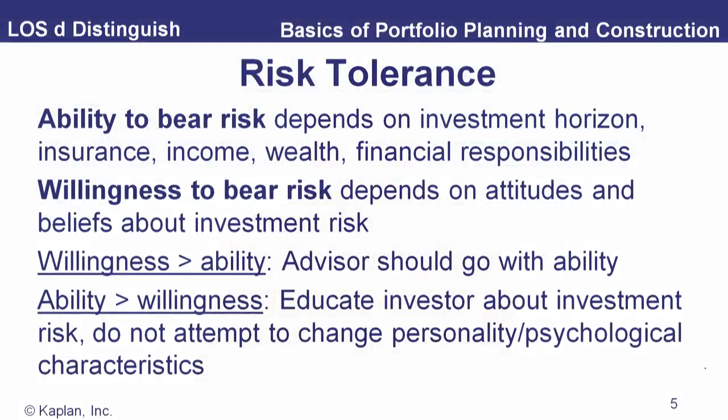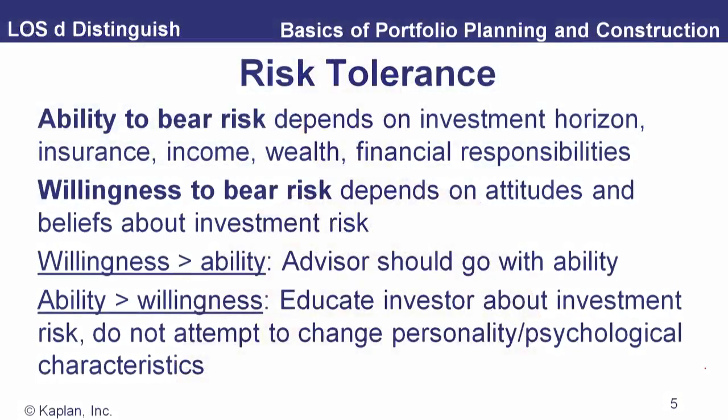Now we can break down this risk tolerance into the ability to bear risk and the willingness to bear risk. This ability comes from your investment horizon, right? How long until the money's going to be used, what your insurance coverages are, whether you have maybe disability insurance or not, current and expected levels of income, current level of wealth, and these financial responsibilities. So that's all stuff we can analyze, the ability to bear risk.